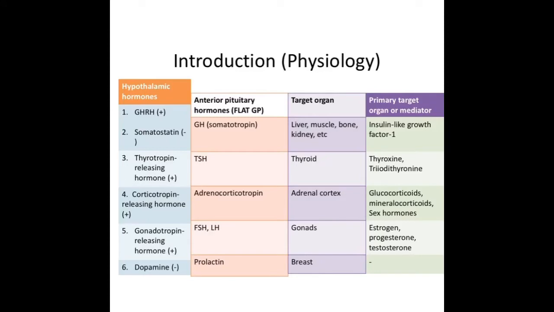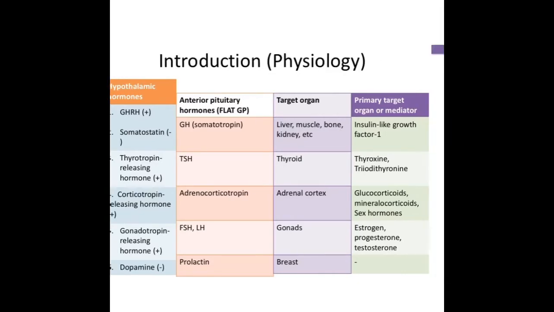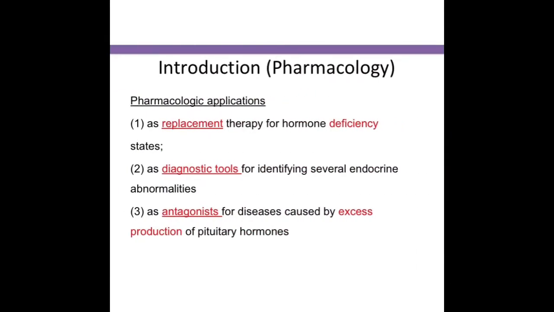This is a summary of all the hypothalamic, anterior pituitary hormones and also its target organs and target mediators that are involved. Pharmacological applications of these hormones are usually as replacement therapy for some types of hormone deficiency states, as a diagnostic tool for identifying several endocrine abnormalities, or as antagonists for diseases caused by excess production of certain pituitary hormones.